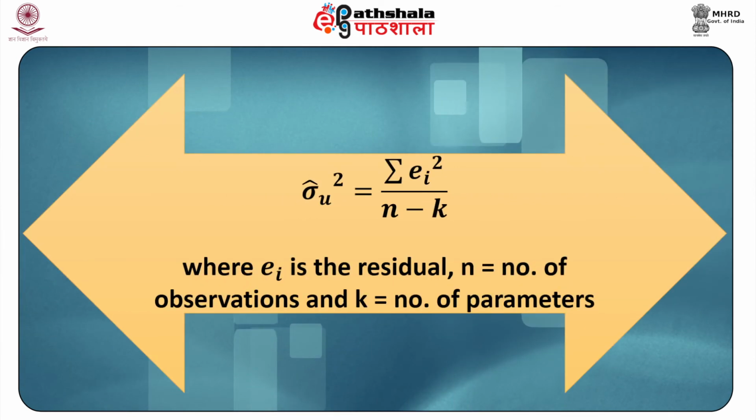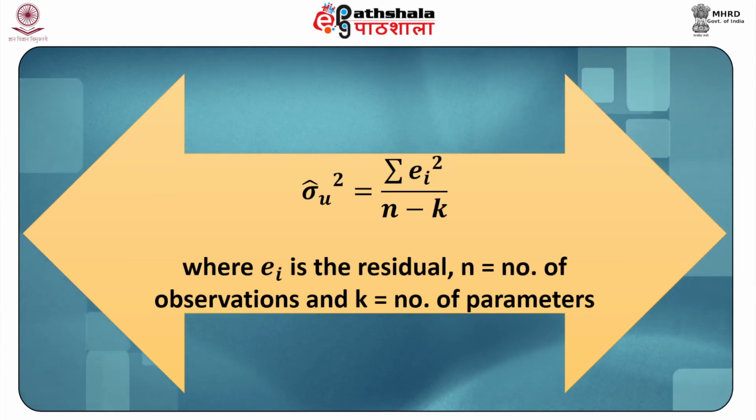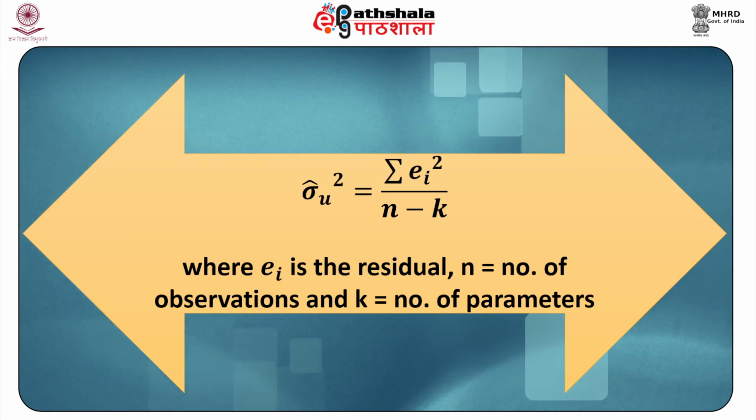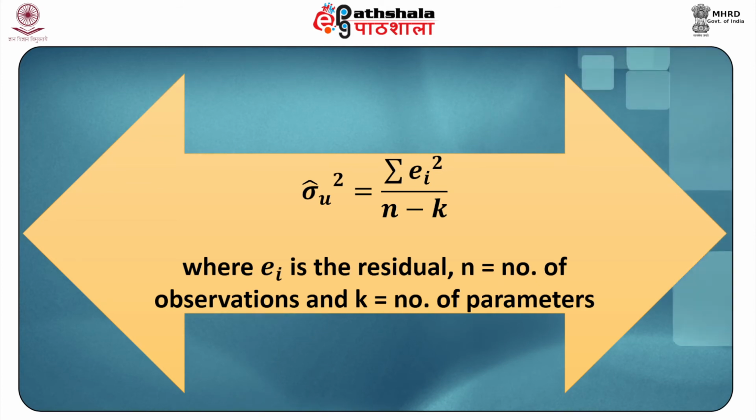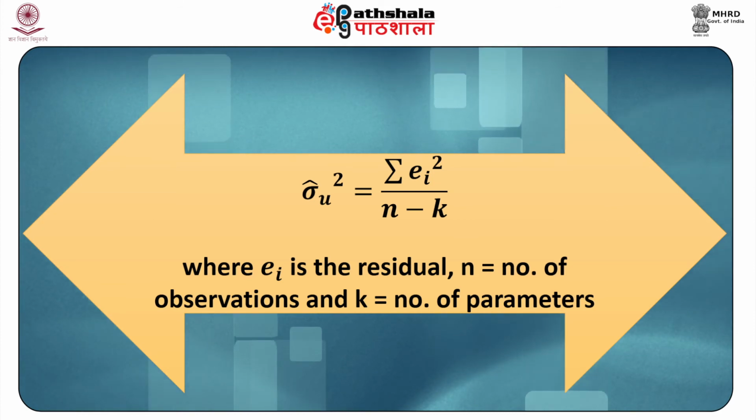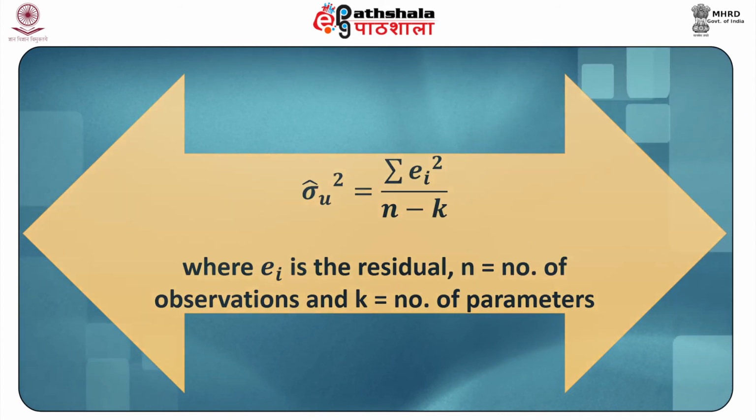So, to know the variance, we need to know the variance of the error term, which is sigma mu square. Therefore, the estimate of the error variance is as given here: sigma mu hat square is equal to sigma e_i square upon n minus k, where e_i is the residual, n is the number of observations, and k is the number of parameters, 3 in this current example of 2 explanatory variables.